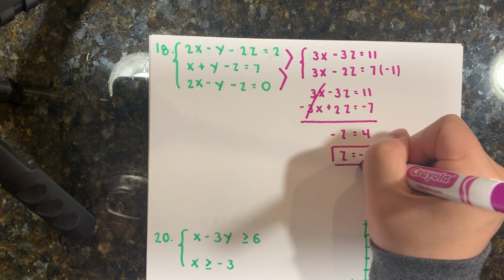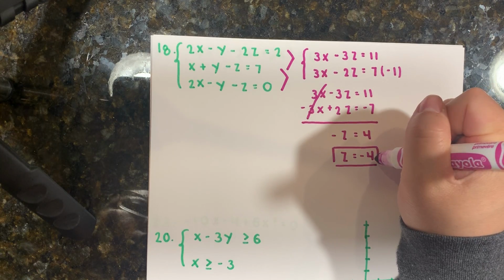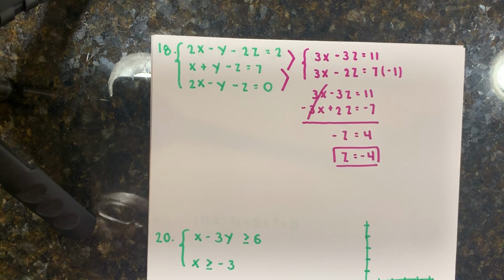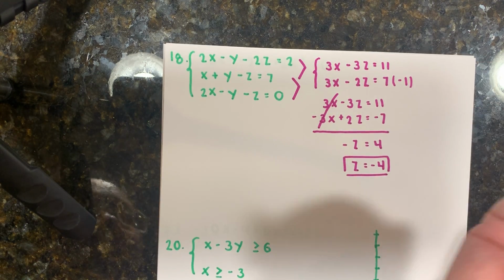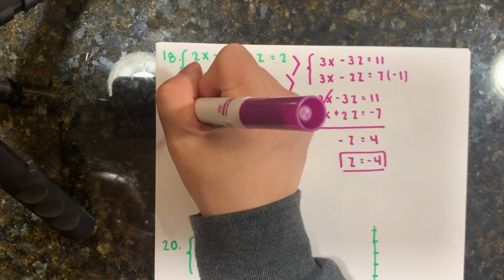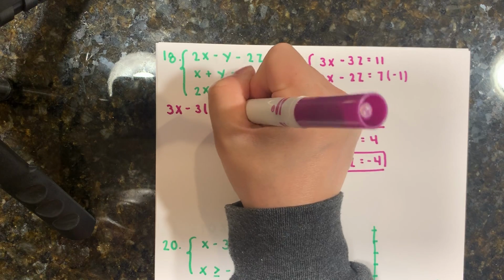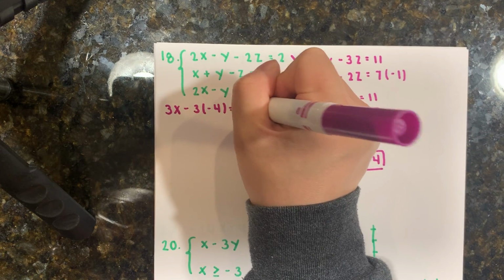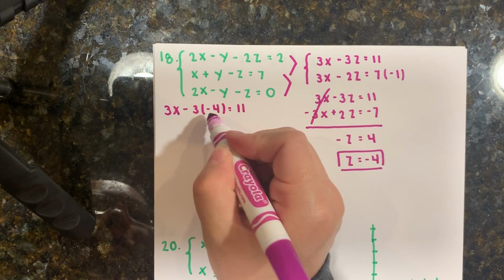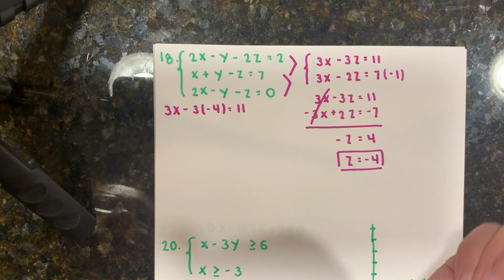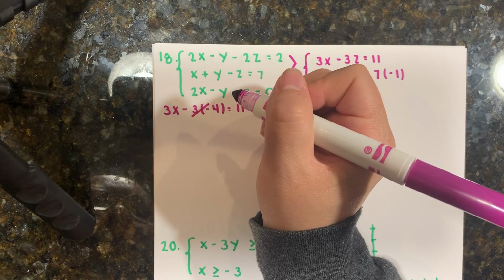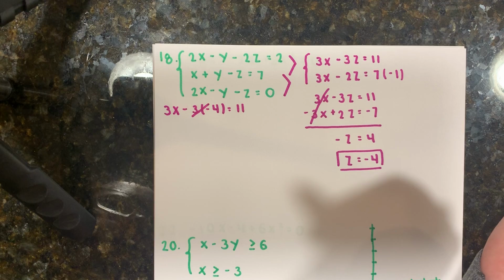Now I can easily solve for what x is equal to by taking this negative 4 and plugging it back in. So I'm going to plug it into the top equation. That would be 3x minus 3 times negative 4 equals 11. Negative 3 times negative 4 would be positive 12. So I would move that to the other side.